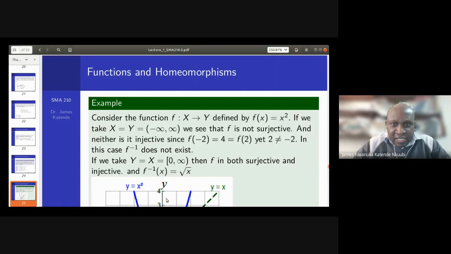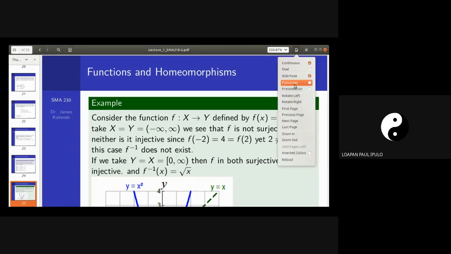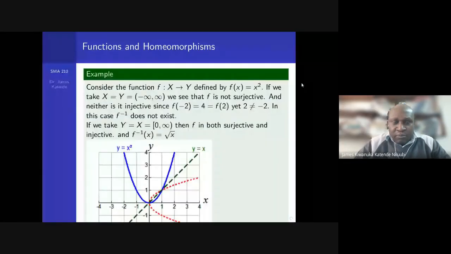So you can still see the screen, eh? Hello? Yes, can see. Okay, good. So I will get started.